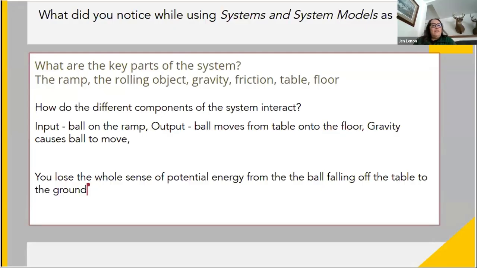And then we thought the last question was, what if you changed the boundary and only included the boundary of the system at the end of the ramp versus the place where the ball comes to rest? And we said that you would lose the whole sense of potential energy from the ball falling off the table to the ground if you made the boundary of the system smaller.